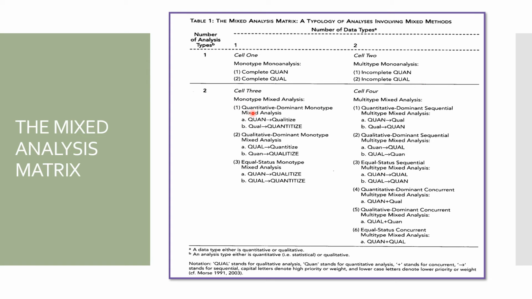In cell 3, where we have the monotype mixed analyses, because both analytic techniques are used, this can yield us 3 types of studies, where we have the quantitative dominant monotype mixed analysis, qualitative dominant monotype mixed analysis, or the equal status monotype. So analysis of 1 data type using both quant and qual analyses, we refer to that as the monotype mixed analysis. In the first analysis, we want to try to directly match your data type with your data statistics if you're using a quant data statistics.